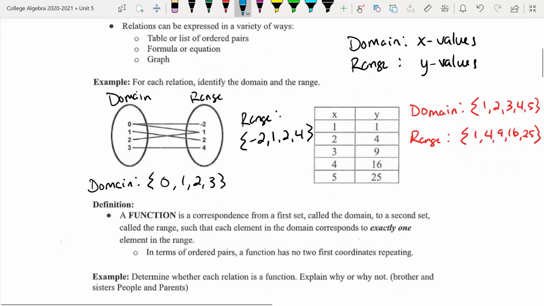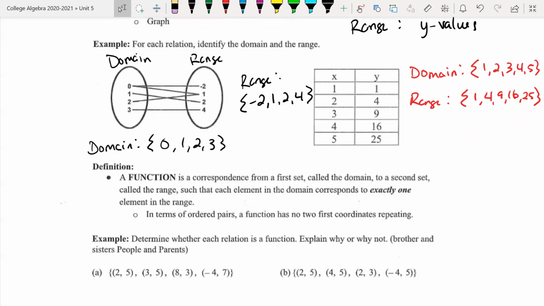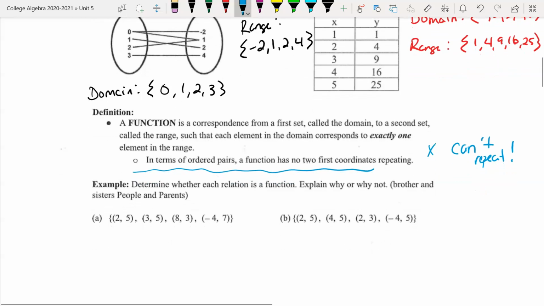So the definition of a function is a correspondence from a first set called the domain to a second set called the range. In order for it to be a function, the x cannot repeat. So that's kind of what this is saying here, but I'm going to simplify it. I'm going to say x can't repeat. So it says determine whether each relation is a function. Explain why or why not.